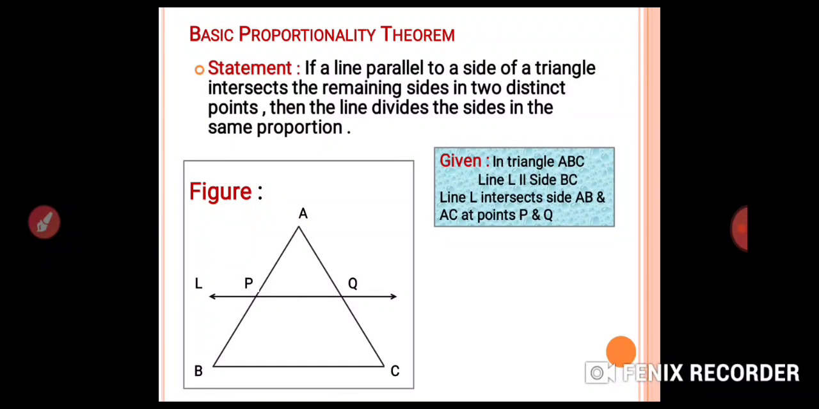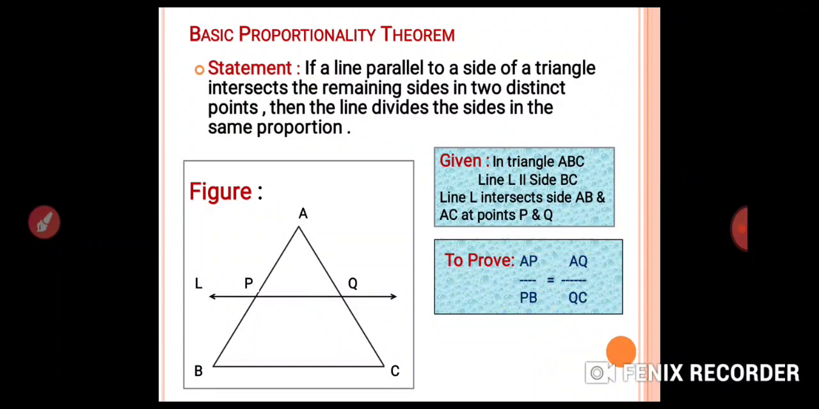From this figure, we write down the given, that is in triangle ABC, line L is parallel to side BC and line L intersects sides AB and AC at points P and Q. Then read the statement, and the part of the statement from 'then' is to prove, that is the line divides the sides in the same proportion.